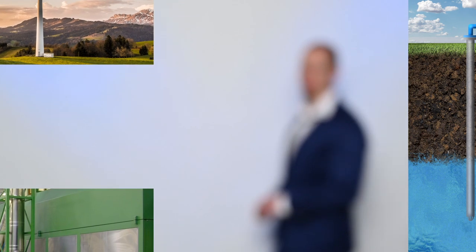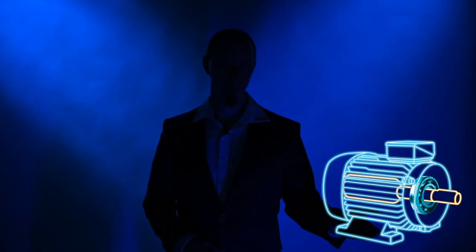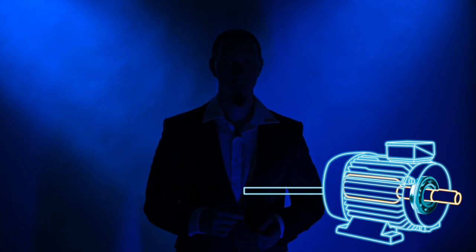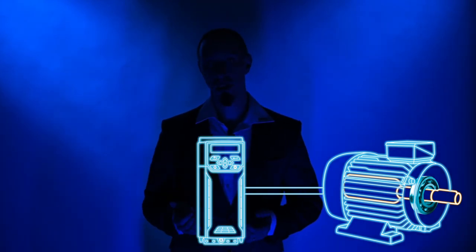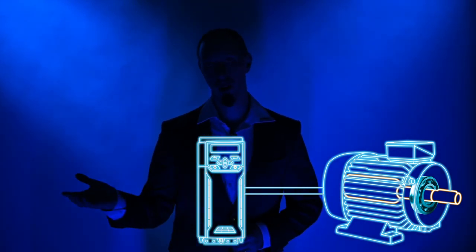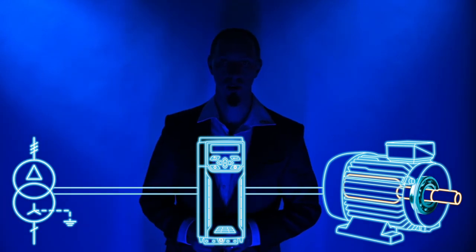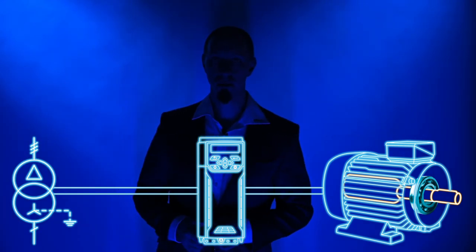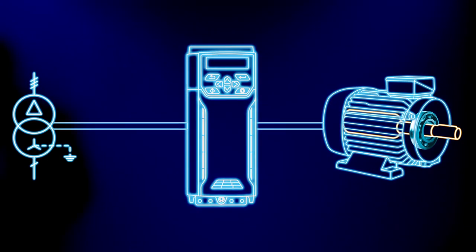Good examples of this can be found in wind power, groundwater extraction, and in industry, where motor bearings can be extremely difficult to reach. To understand where these bearing currents come from, we need to look over the entire drive unit. Schematically illustrated, we have a motor cable, a drive controller, that is a frequency inverter, and a power supply unit, usually with 400 volts alternating voltage. Our problem already begins in the frequency inverter.